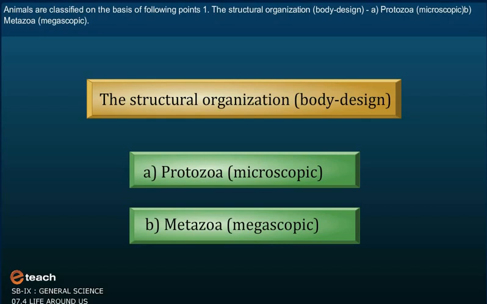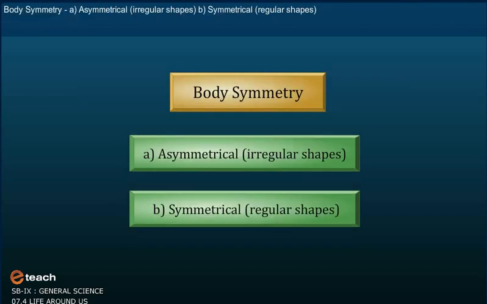A. Protozoa, that is microscopic. B. Metazoa, that is megascopic. Body symmetry. A. Asymmetrical, that is irregular shapes, and B. Symmetrical, those are regular shapes.